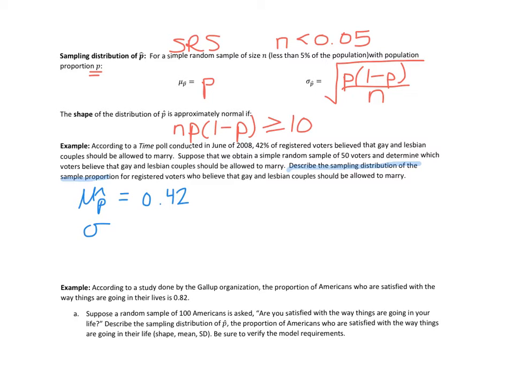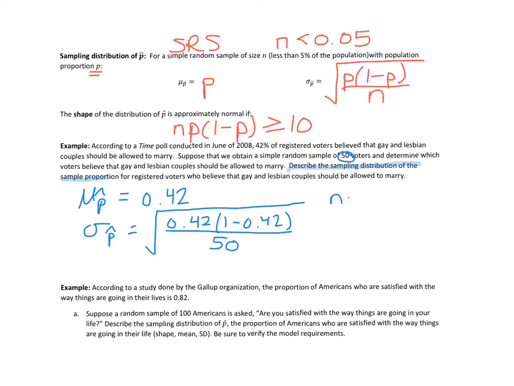Our standard deviation, that actually we have to calculate: the square root of 0.42 times 1 minus 0.42 over our sample size, and the sample size is 50. All right, so we can see as the sample size increases, just by this formula, our standard deviation will decrease. And then you can punch that in on your calculator.